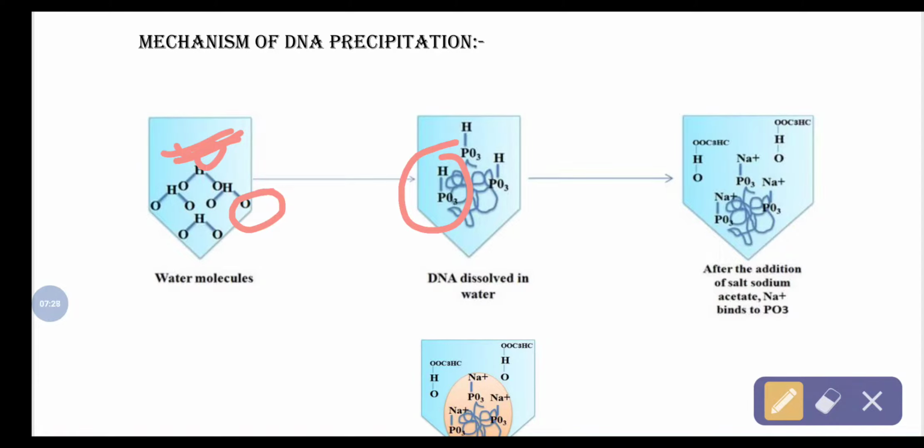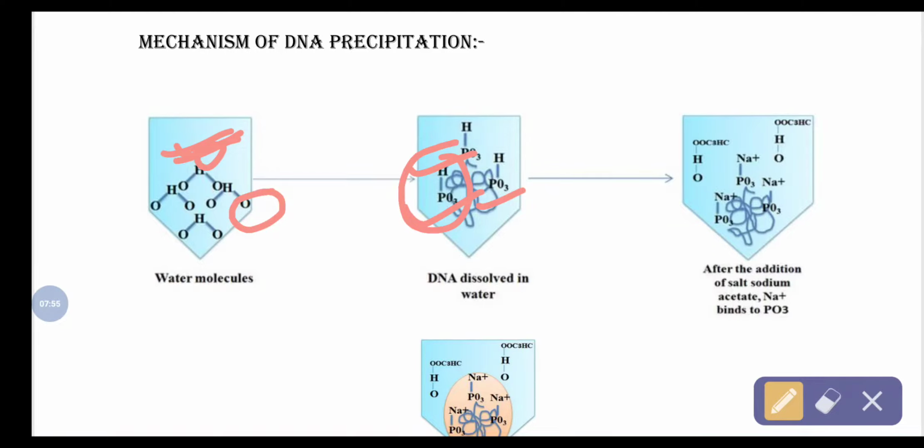And when this hydrogen ion reacts with the negatively charged phosphate ion, what will it do? It will neutralize it. Okay, it will neutralize the negative nature of the DNA, and this enables the intermolecular interaction between the water and DNA molecule, which makes the DNA soluble in water.